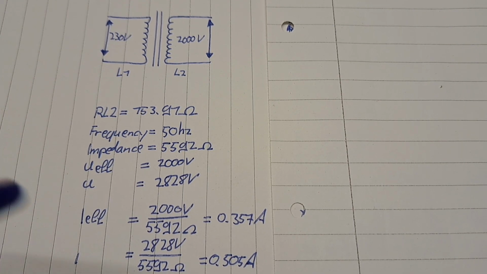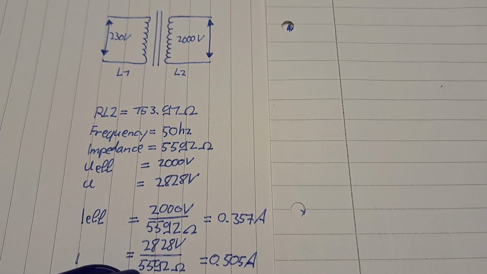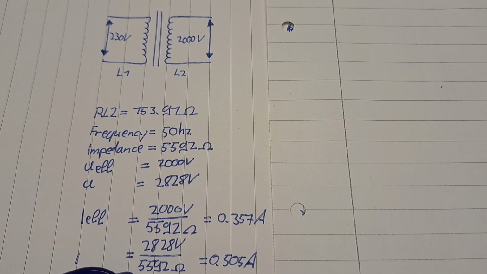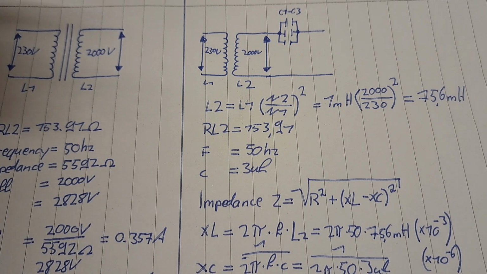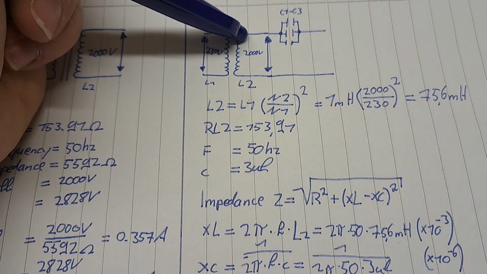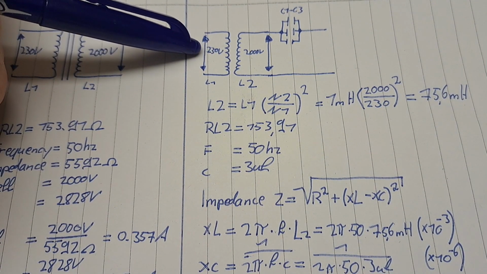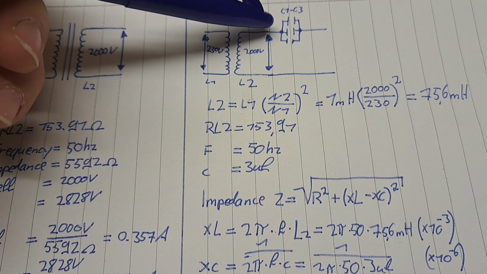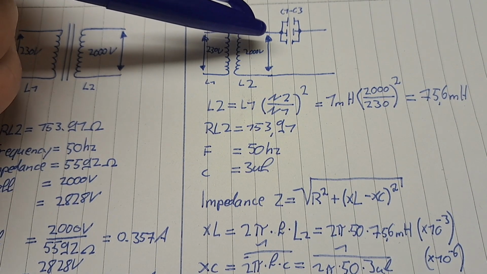In order to get more current, we have to reduce that resistance. We can do that with an LC circuit, so we add a capacitor to the circuit. With a capacitor, the circuit now looks like this. So this is our secondary side and our primary. This is one capacitor, or three in parallel, which equals one big capacitance.